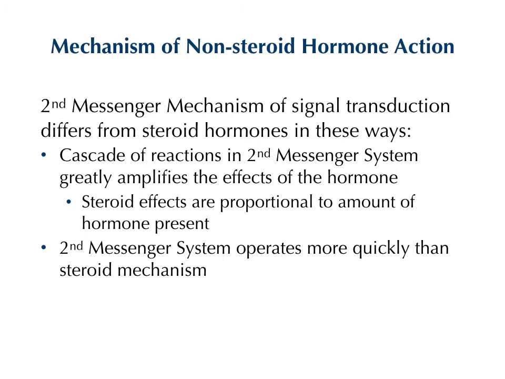The second messenger mechanism of signal transduction produces target cell effects that differ from the steroid hormone effects in several important ways. First, the cascade of reactions produced in the second messenger mechanism will amplify the effects of the hormone. The effects of many nonsteroid hormones are then disproportionately great when compared with the amount of hormone present. Steroid hormones produced effects that were in proportion to the amount of hormone present.